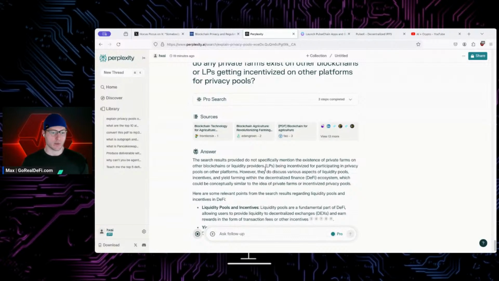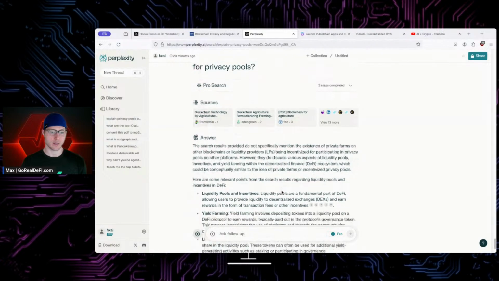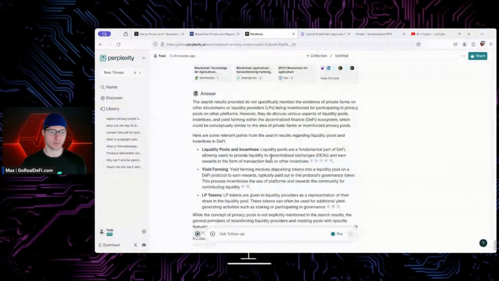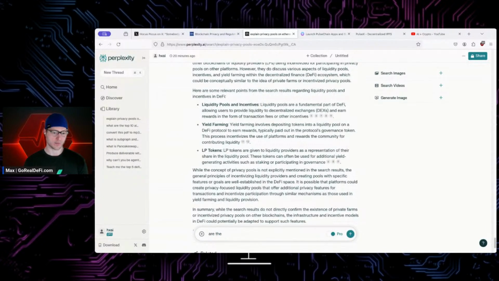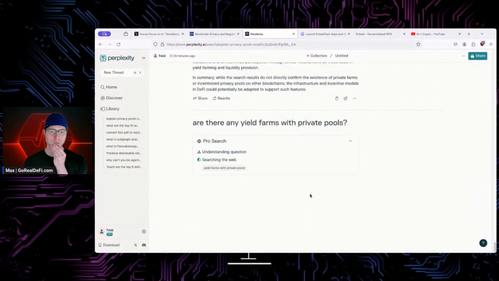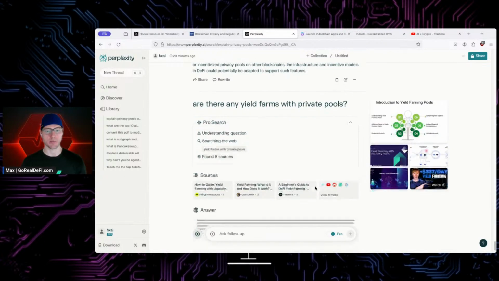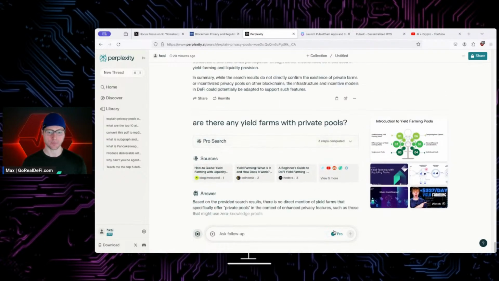Do not mention private farms blockchains. However, do discuss various aspects of liquidity pools and terms of yield farming. So, okay, are there any yield farms with privacy pools? I guess that's the question. Sorry, not private pools, privacy pools. I said it again, didn't I?